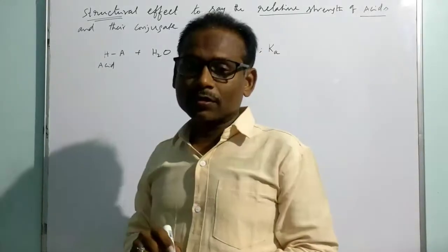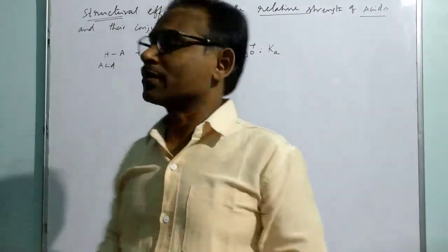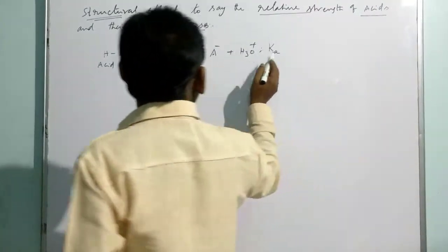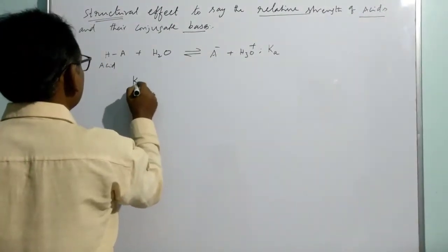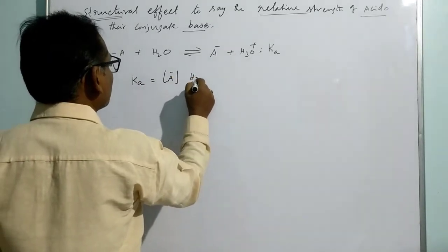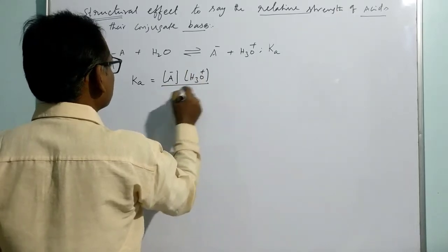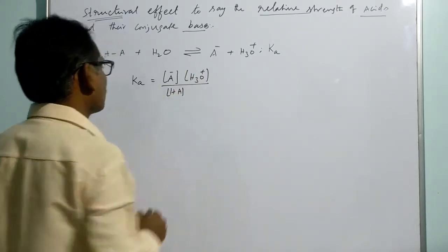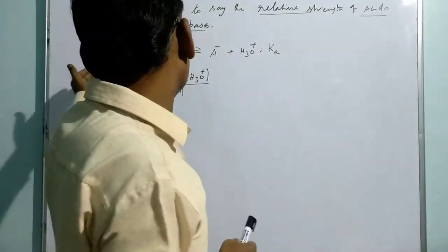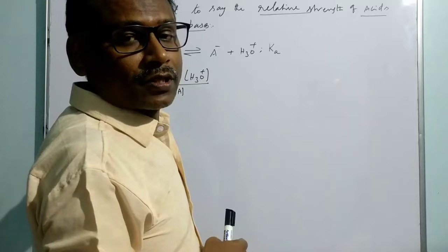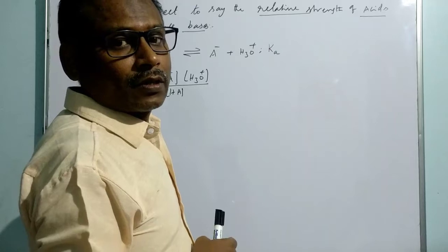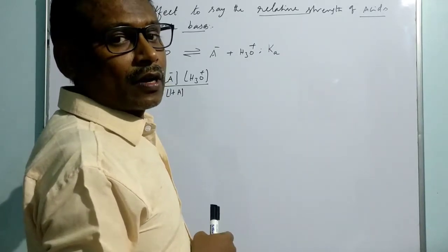The equilibrium constant is also referred to as the dissociation constant of an acid, Ka. So what is the expression of Ka? The expression of Ka is the product concentration divided by the reactant concentration. And normally to say the strength of the taken acid, the Ka value is helpful. The higher the Ka value, the stronger the acid.